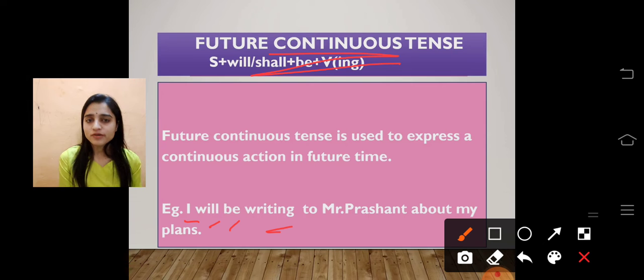So I hope till now simple future and future continuous tense, what is the usage of simple future and future continuous tense, plus how to form the structure of these tenses has become clear to you all. No need to cram the things, just take the help of the keywords and it will become a piece of cake for you all to remember the structures for a longer period.